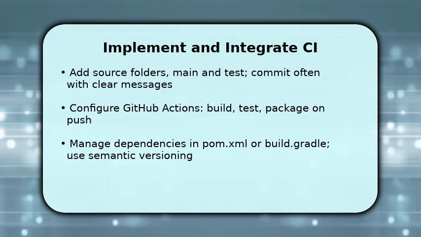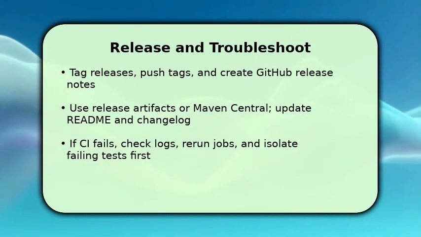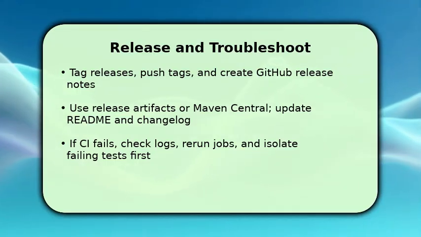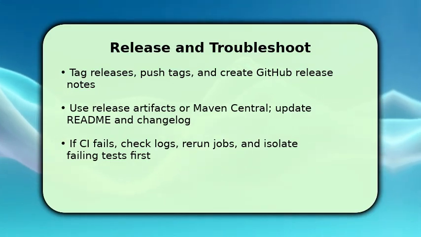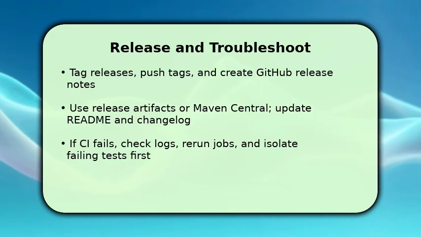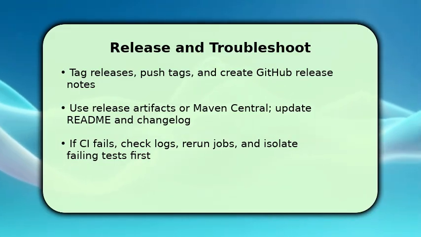Create an annotated Git tag, push it, and draft a GitHub release with concise notes so users know what changed. Publish artifacts via GitHub Packages or Maven Central and update the README and changelog so consumers can adopt the new version. If something breaks, focus on one troubleshooting tip.